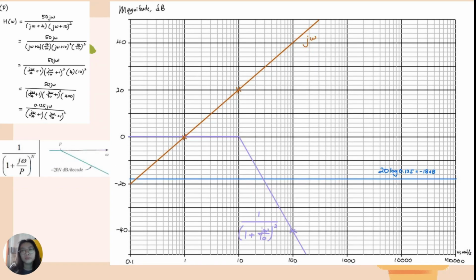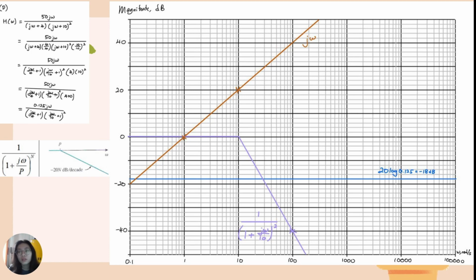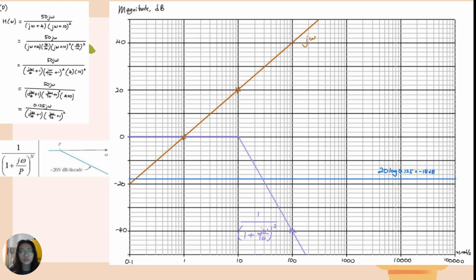The third factor we draw is a simple pole, which is 1 over (1 + jω/10) to the power of 2. We'll draw a straight line from 0.1 radian per second to 10 radian per second at 0 dB. From the equation, we notice that it has a power of 2, so we will plot at negative 40 dB in 1 decade, which is at 100 radian per second, and draw a line downwards. So the purple color is the simple pole at 10 radian per second.